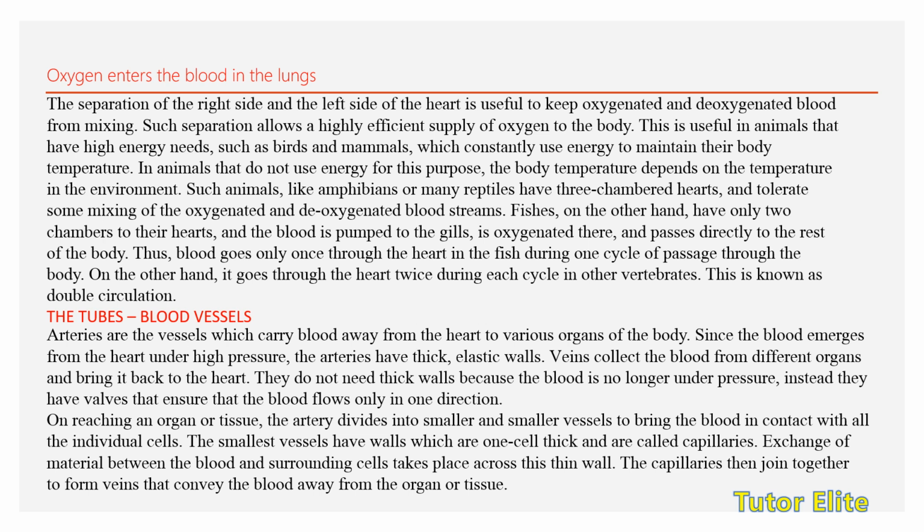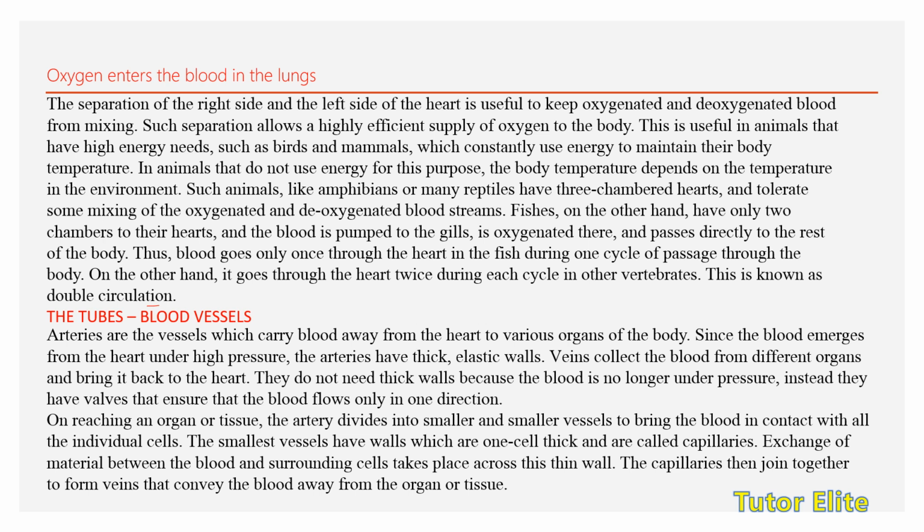Fishes, on the other hand, have only two chambers to their hearts, and the blood is pumped to the gills. Yes, respiration also takes place in the gills. Why is blood pumped to the gills? Because respiration takes place there. See, it is oxygenated there and passes directly to the rest of the body. Thus, blood goes only once through the heart in the fish during one cycle of passage through the body. On the other hand, it goes through the heart twice during each cycle in other vertebrates. This is known as double circulation.